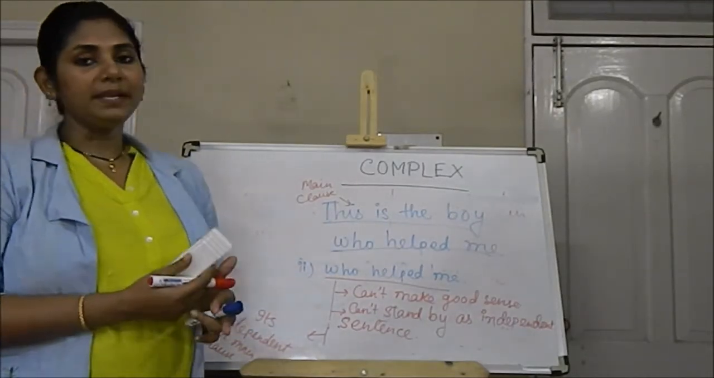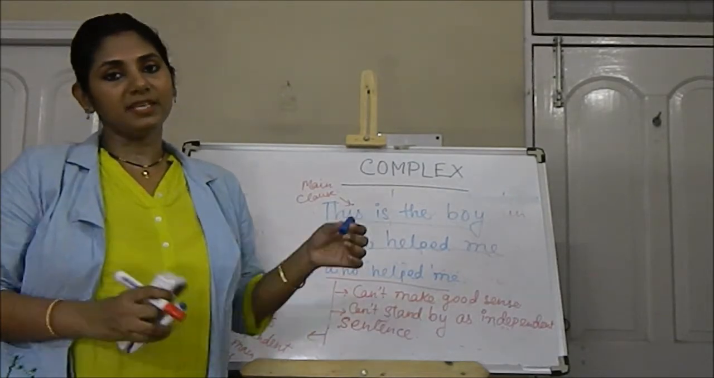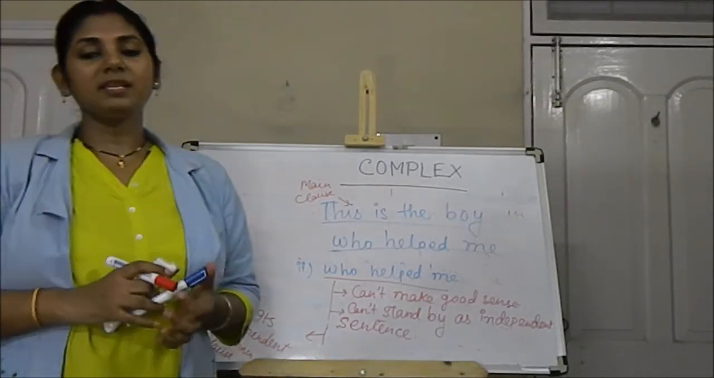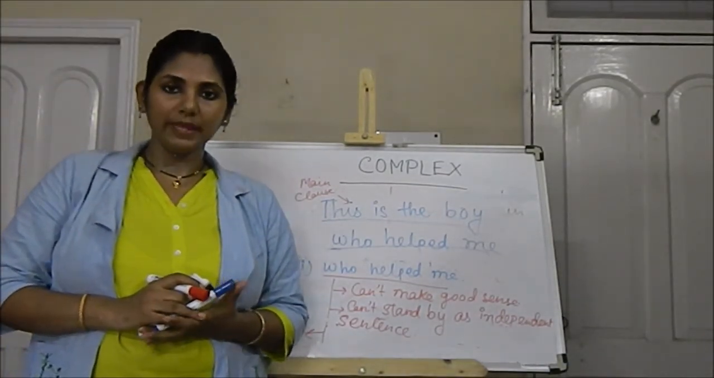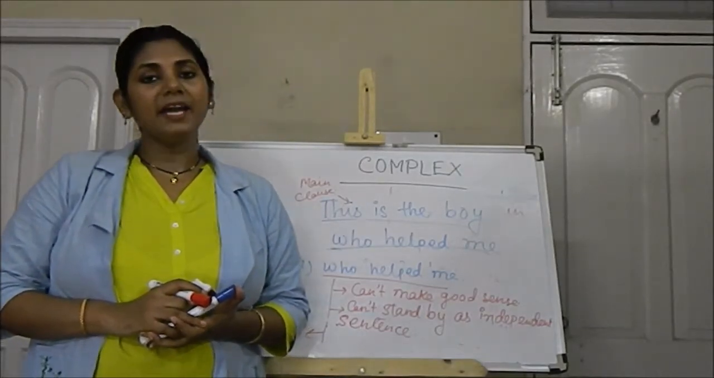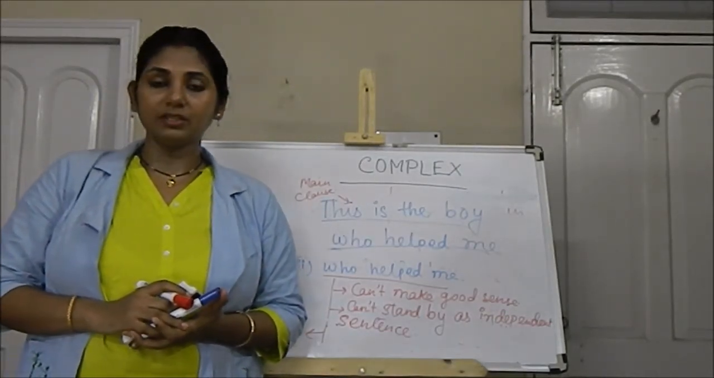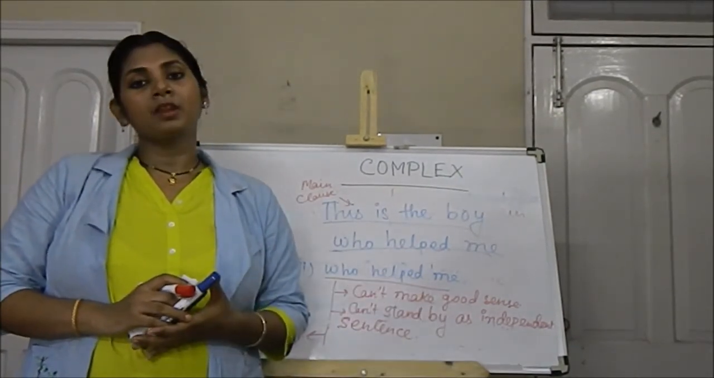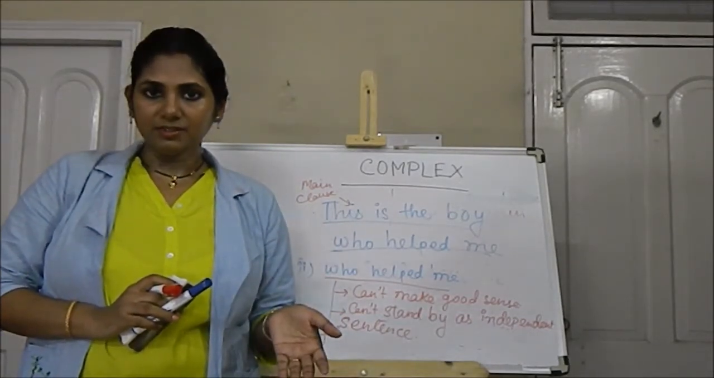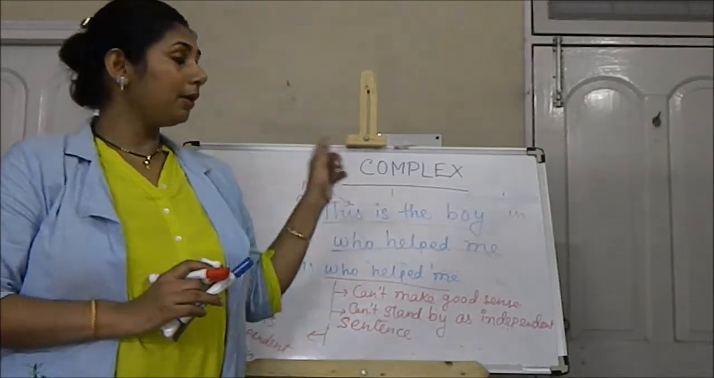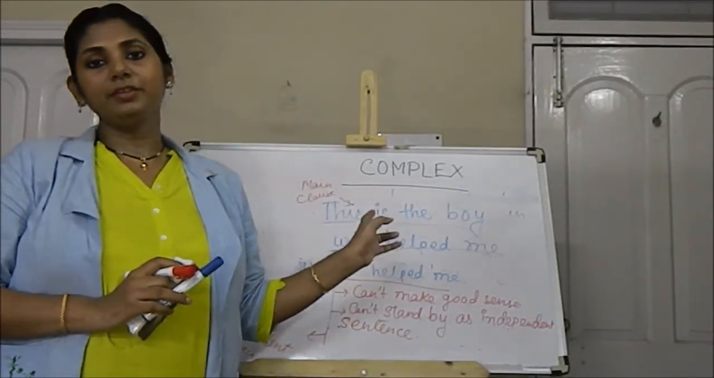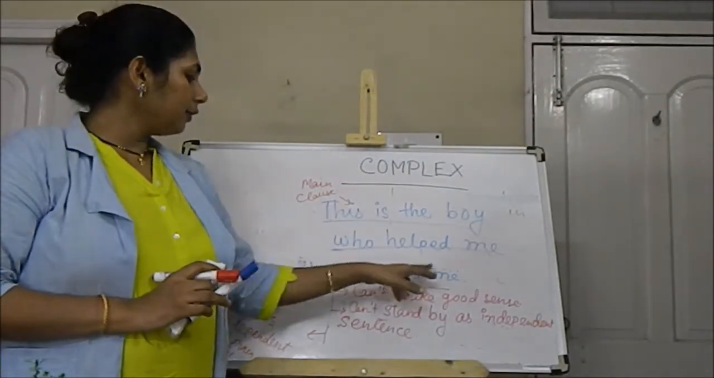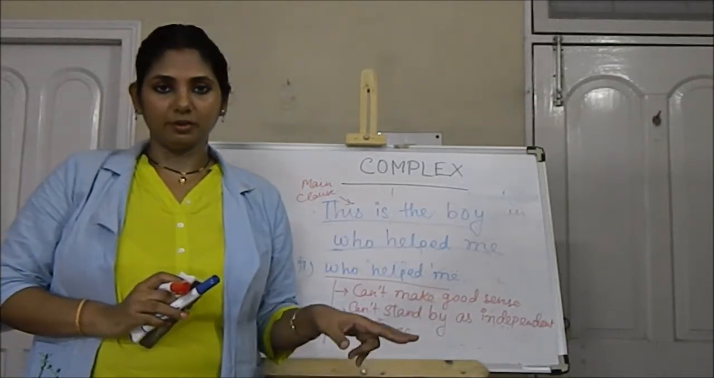So now take a complete look at today's session. What we have learned today. First, I started my class with compound sentence, and there I discussed about the main clause or the principal clause. What is the main clause? What are coordinating conjunctions? And then I have discussed about the complex sentence, and here you have learned what is the main clause, you have already known, and now what is the subordinate clause.